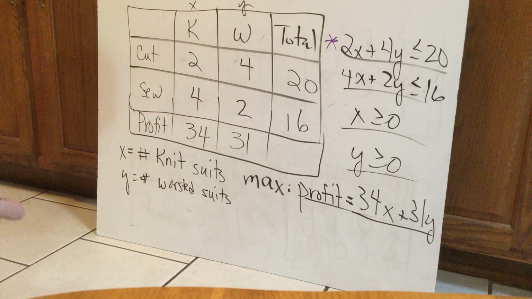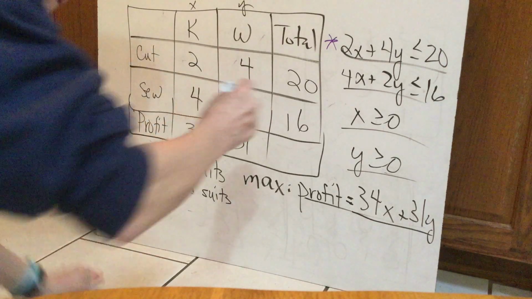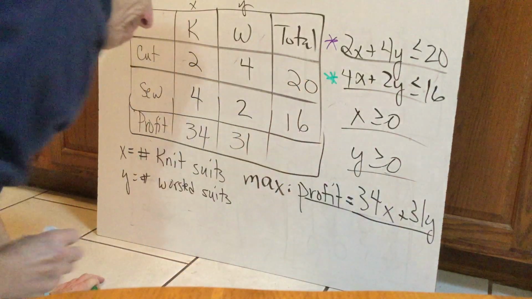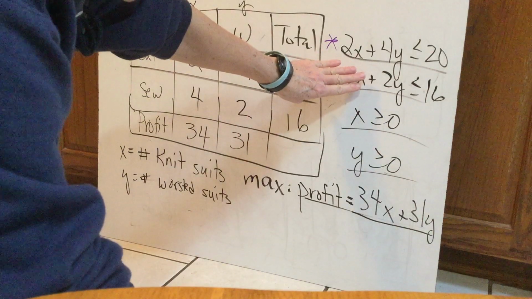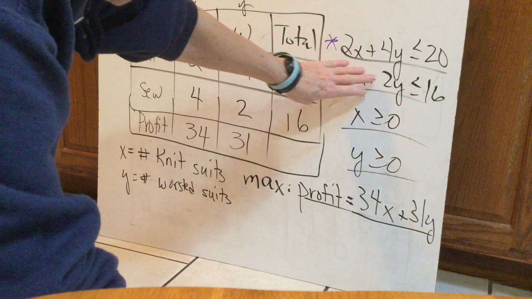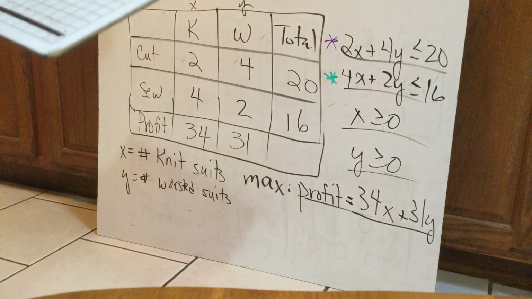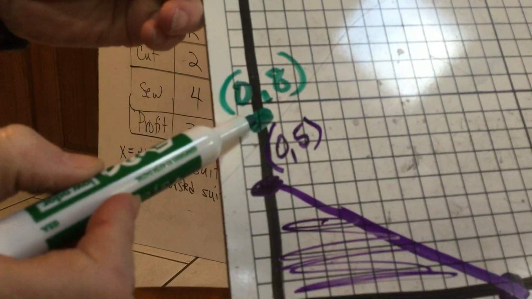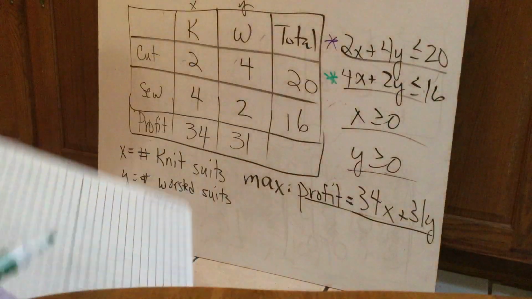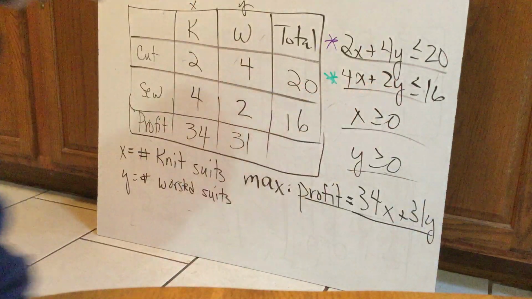Now we're going to repeat the process. I'm going to use my green marker. And I'm going to graph that equation. So again, I'm going to cover up x. Y is 8. Right here, y is 8. Then I'll cover up y, and x is 4.